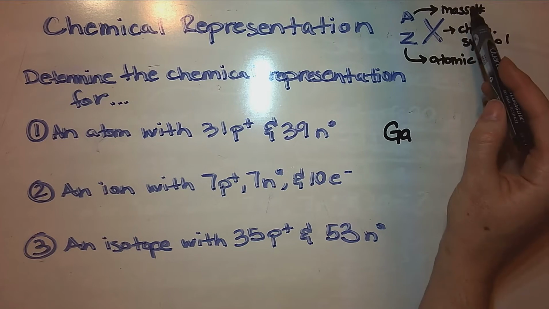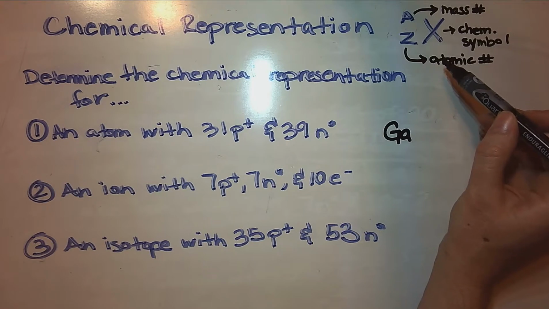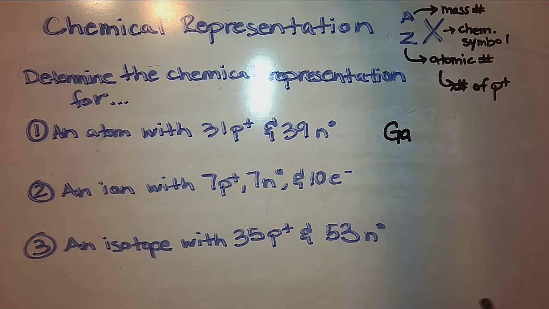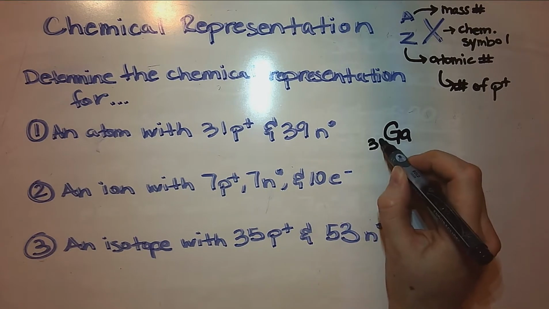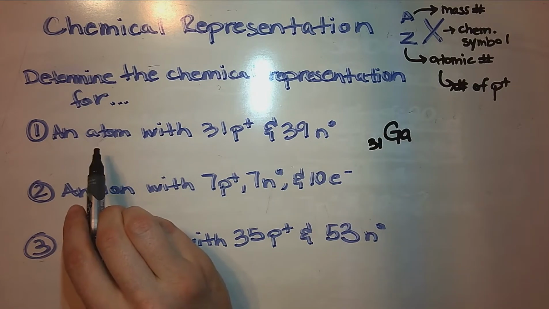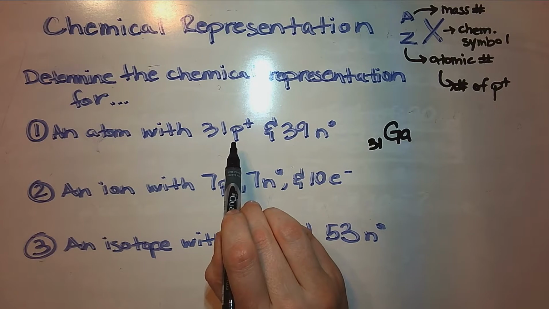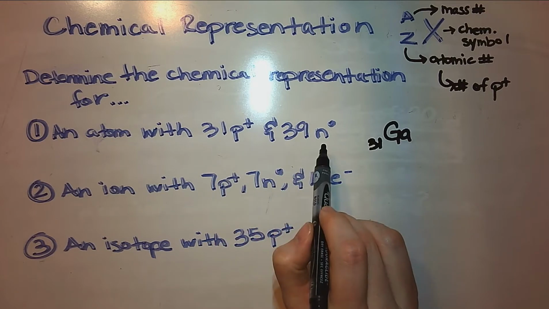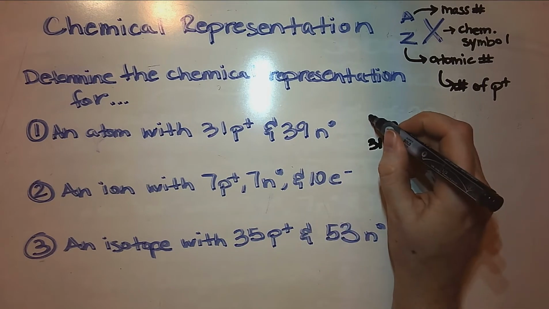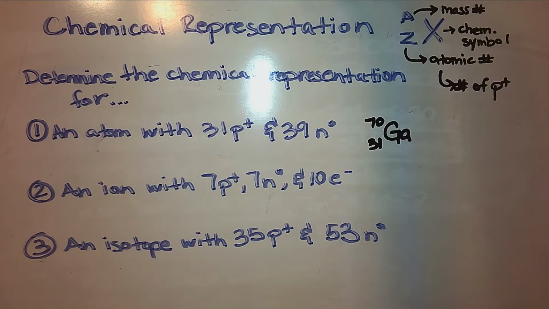Okay. So I need my mass number. I don't have that quite yet. I do have my atomic number. Remember, that's the same thing as my number of protons. And I have 31. So when I want to find my mass number for an atom, remember you can just look on the periodic table. But I was also given that I had 31 protons and 39 neutrons. So I can just simply add those two together to get my mass number. So 39 plus 31 is 70. And that's it for the first one.